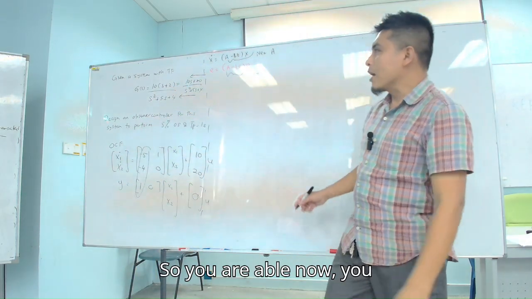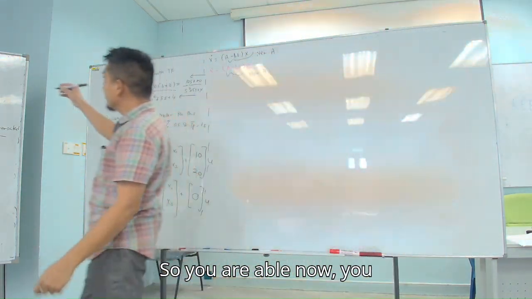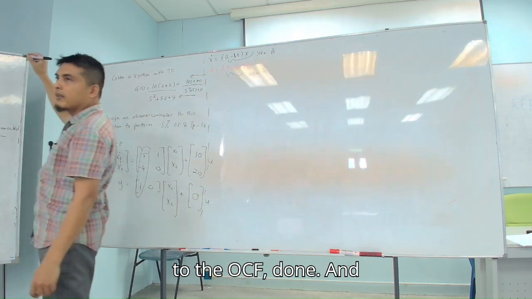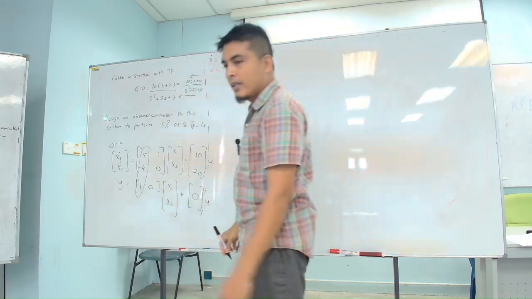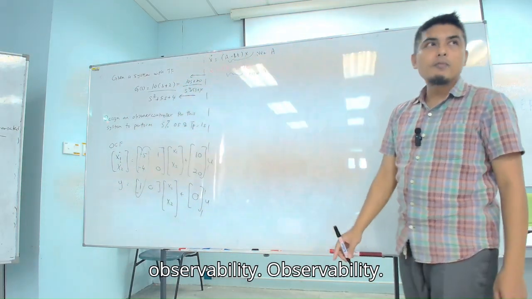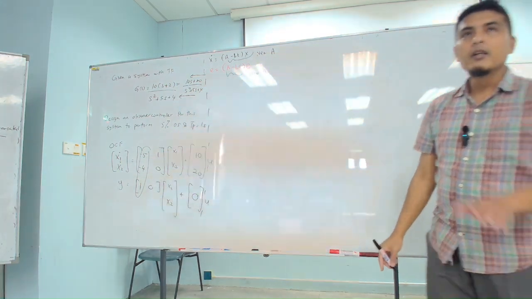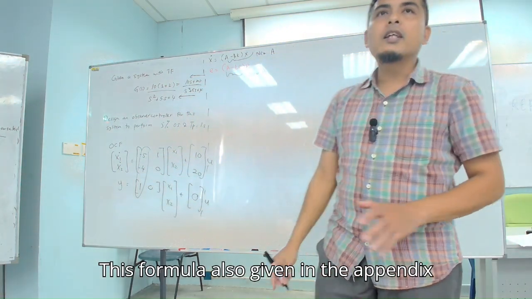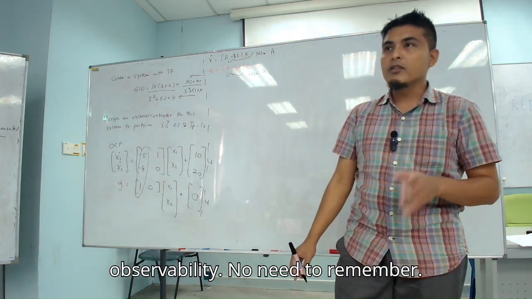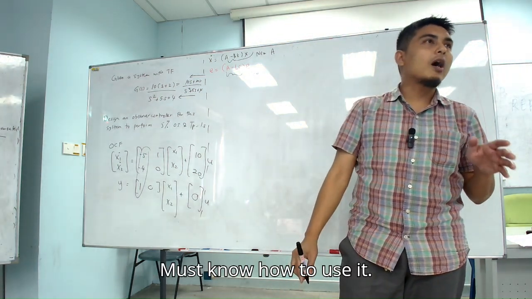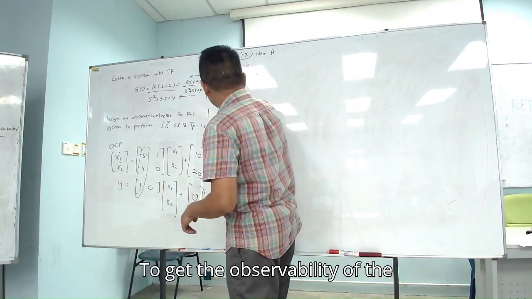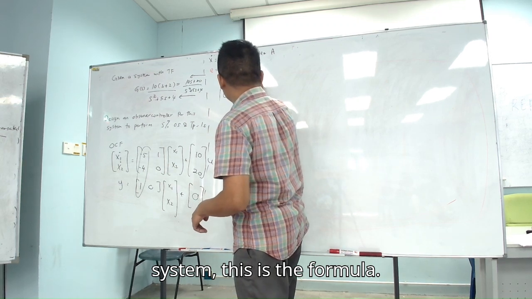Okay. So now you have the transfer function, you convert to the OCF, done. And then after that, we need to check the observability. This formula is also given in the appendix in the final exam to find the observability. No need to remember, but you must know how to use it. Okay. To get the observability of the system, this is the formula.